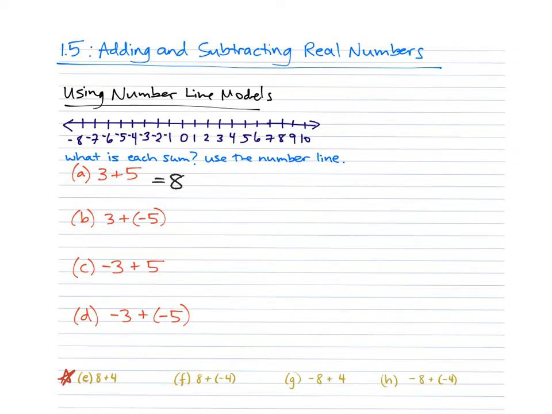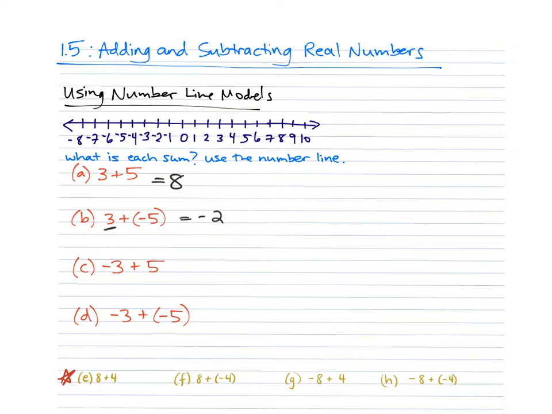When you're adding a positive and a negative number, you're going to start at 3 here, and then you're going to add a negative number, which is the same as subtracting. That means you're going left. So this is saying plus negative 5. You're going to go left 5: 1, 2, 3, 4, 5, which is negative 2.